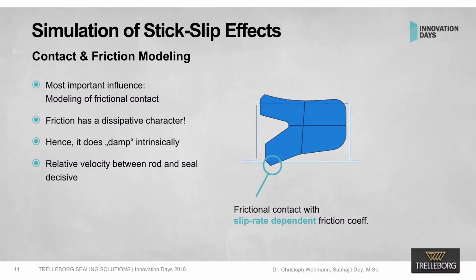So knowing that, we thought, okay, when we would like to simulate this, what do we have to think about? One of the most important things is to model, of course, the frictional contact. And here we have to model a slip rate dependent friction coefficient. So that was something we included in our simulation model.